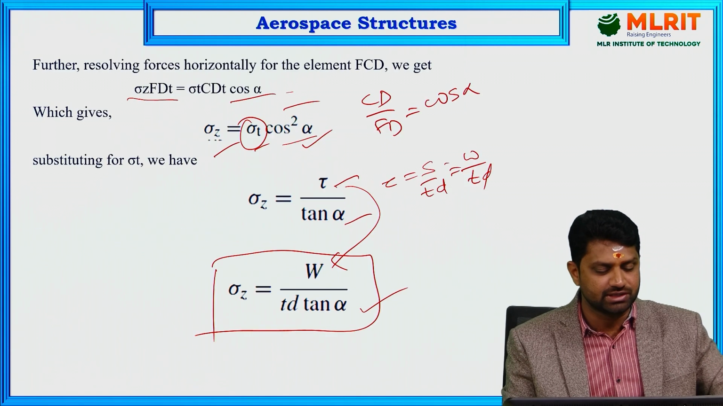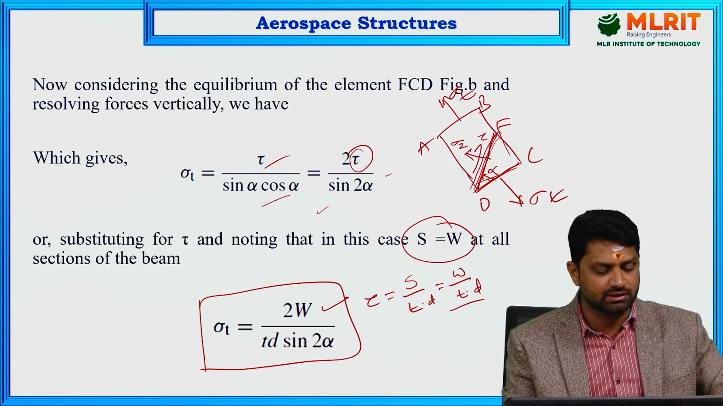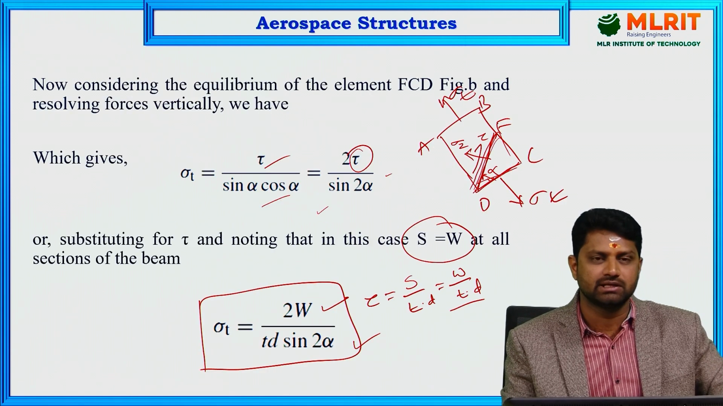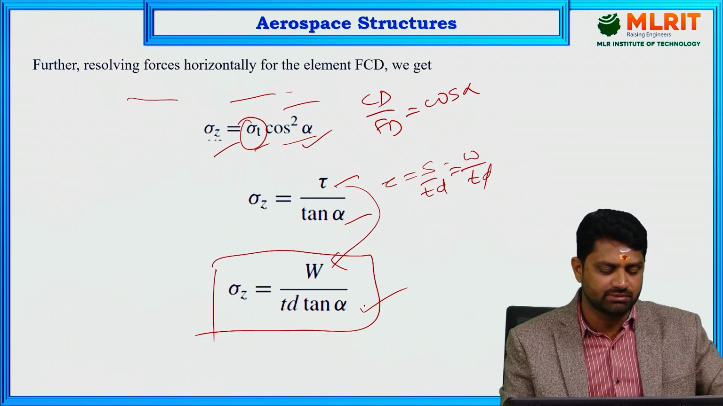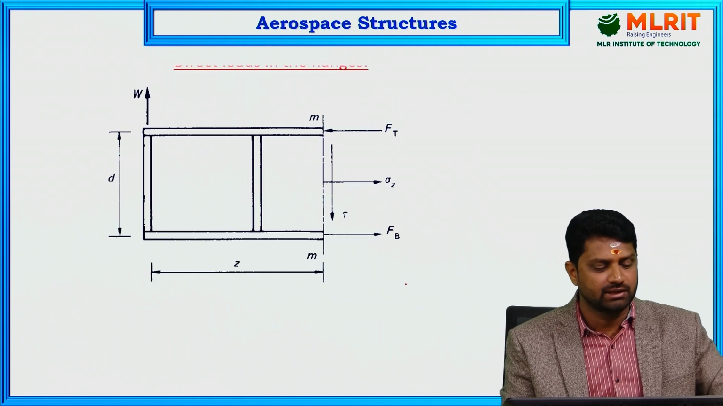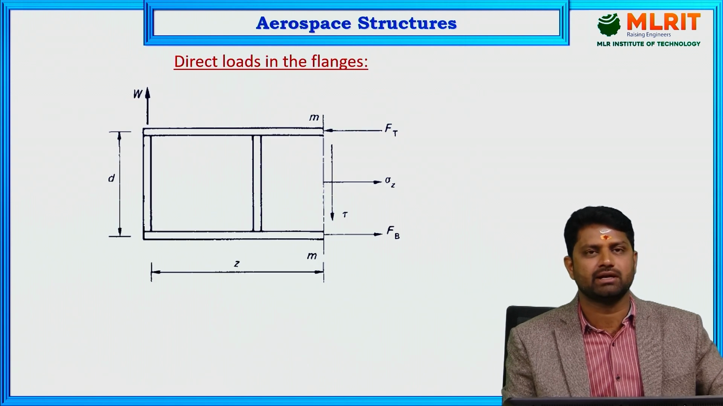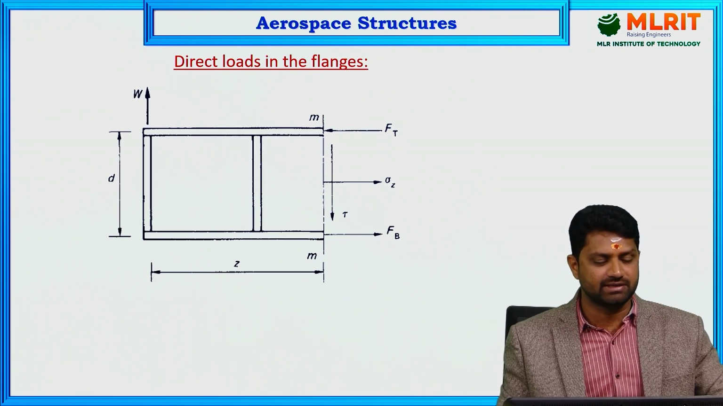So these are the two stresses we calculated: one is sigma T, the tensile stress corresponding to the diagonal tension, and the other is sigma z, the direct stress on plane FD. And next, in a similar manner, you have to calculate the direct loads in the flanges as well.